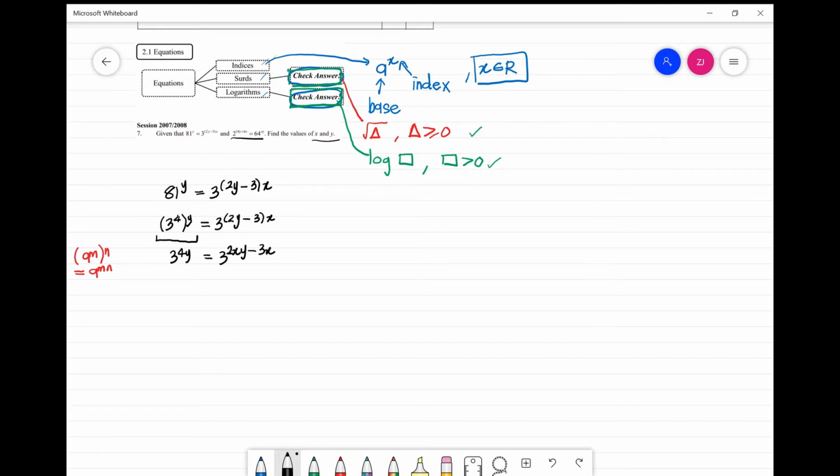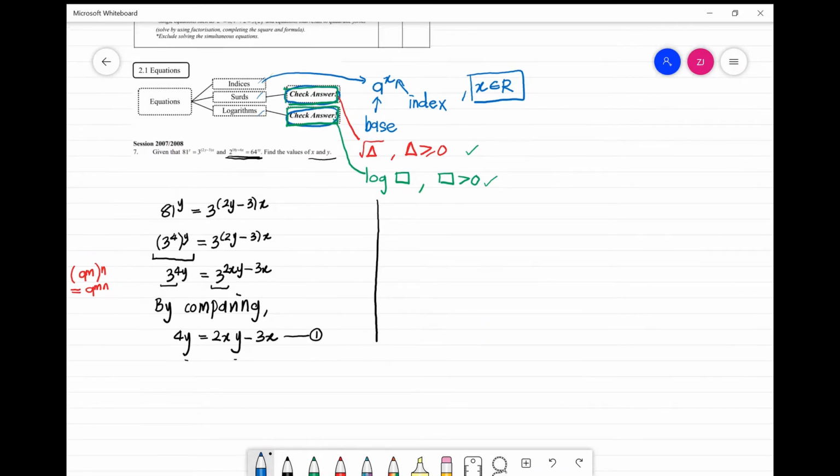Then we have the same base on both sides, 3 and 3, so we can compare the power. By comparing the power, we have 4y equals 2xy minus 3x. This is one equation that we have. Because we have two unknowns, x and y, we need a second equation so that we can solve both x and y. Otherwise we will not be able to solve because we have only one equation but two unknowns. So therefore we are going to use the second equation.